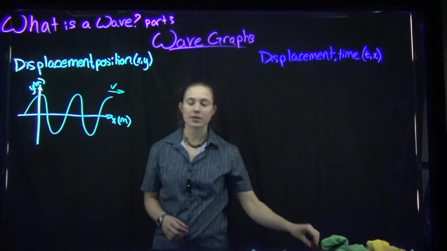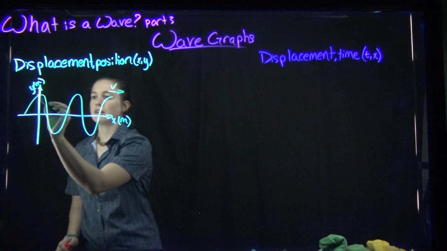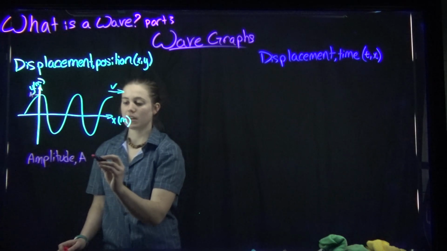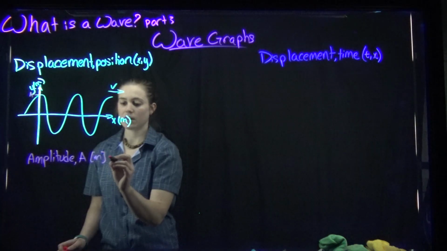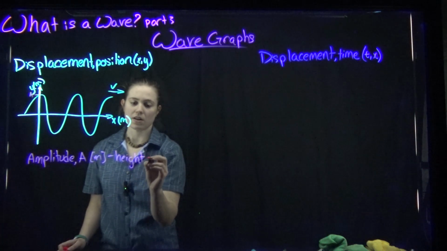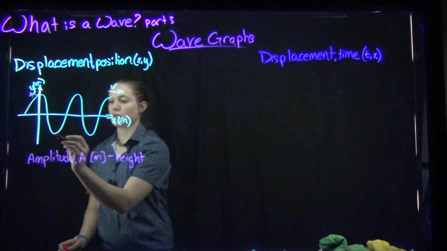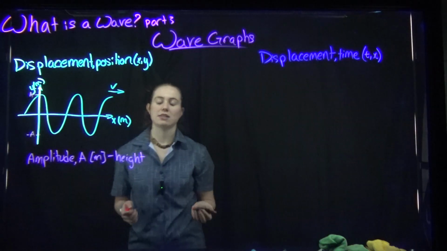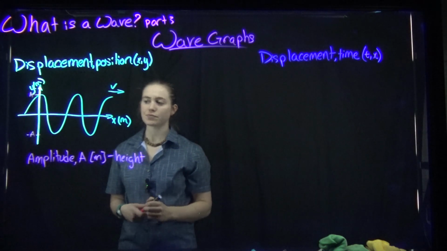On this graph, we can label our amplitude. We just use a capital A for amplitude. It's in units of meters, and it is basically the height of each wave. You can also measure it from down here. That's a negative amplitude, and that's the depth of your trough.